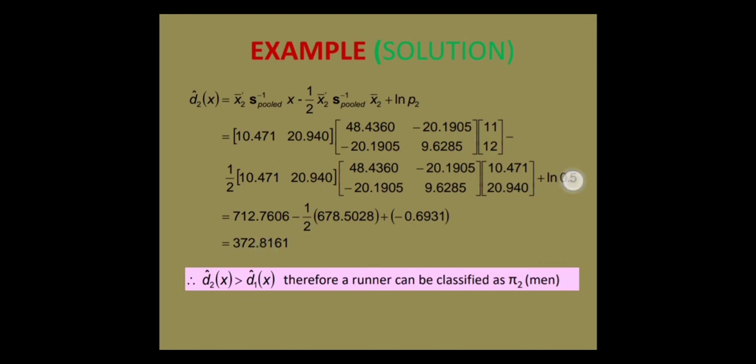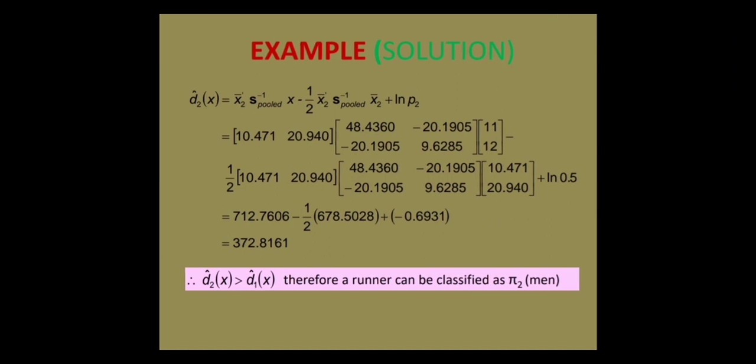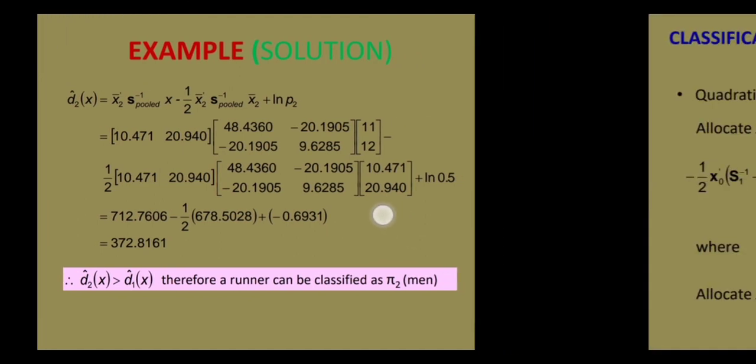Kenapa kat sini kita gunakan 0.5? Sebab it's not mentioned in the case study tadi about dia punya probability. So we assume it's equal 0.5. Okay, you akan dapat 372 tadi, 371, 372. So we choose the largest D. So we can conclude that the runner can be classified as pi 2, which is the second group, which is men, because D2 is more than D1. Okay, that is the approach, Fisher approach. So usually we will use this approach lah, Fisher approach, to classify the new observation goes to which groups.